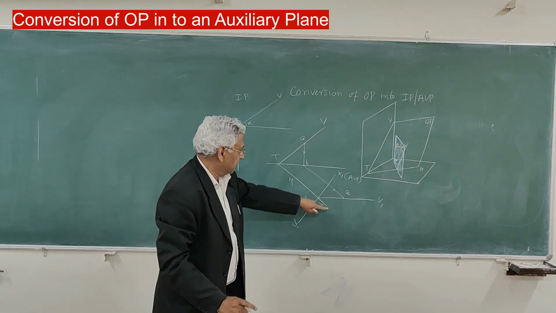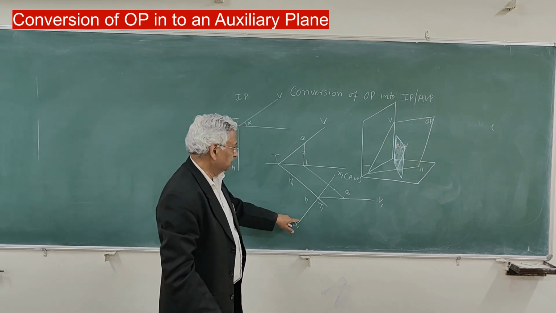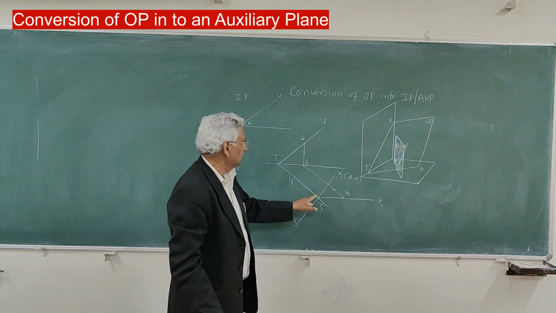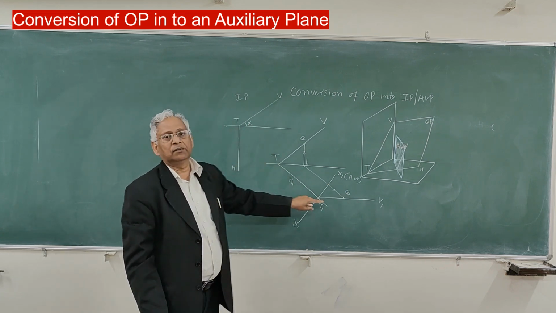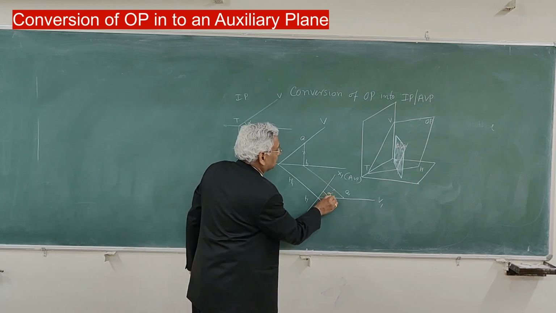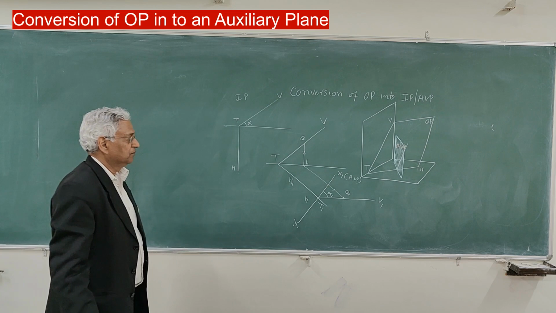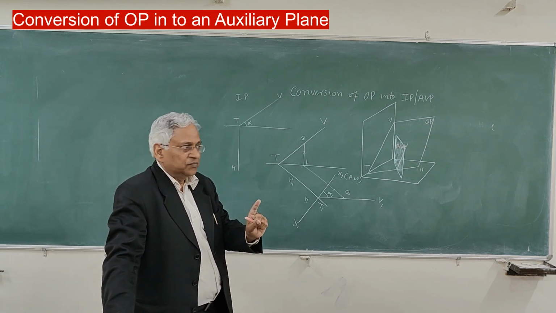Now you compare this case with this case. The ground line is now x1y1. Vertical trace is inclined, and HT is perpendicular. So this becomes inclined plane. You can measure this angle alpha. This line can prove it. That is how you convert oblique plane into an IP.